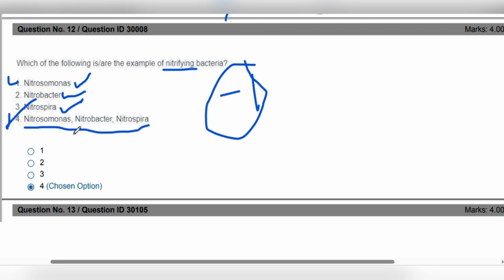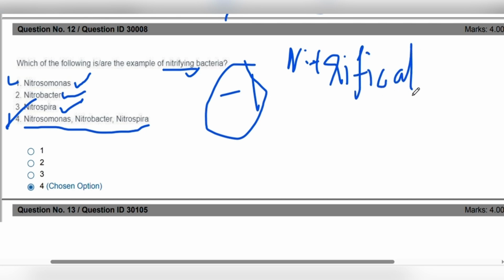So whatever the question is, however confident you are about it, you should always read all the options before finally marking the question. If possible, you should read twice. All the options and the whole part of the question you should read twice and only then mark it. Here, what is nitrification? Nitrifying bacteria are the bacteria that help in the process of nitrification.